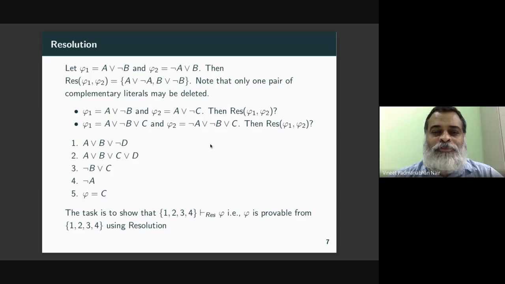Now I have given two questions. This is a very simple explanation, so you should be able to tell me what the resolvent of phi 1 and phi 2 is for the first item. Phi 1 is A or not B, phi 2 is A or not C. Anybody? A or not B, A or not C. I told you one pair of complementary literals may be deleted at a time. What is the resolvent of phi 1, phi 2?